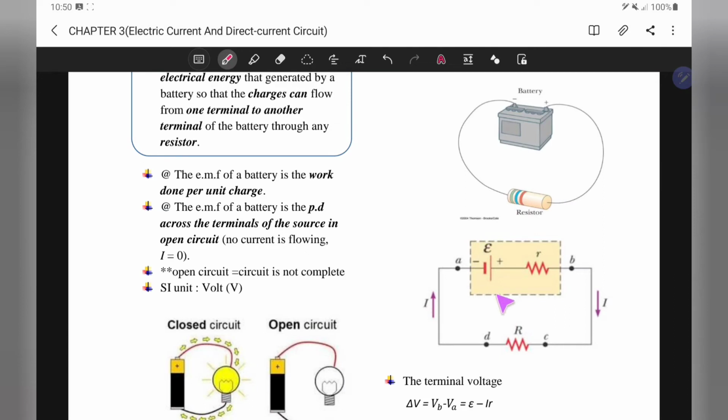Okay, this is the battery. We call it the EMF, isn't it? Because it is the energy supplied by the battery. So this is our EMF, and this is our external resistor. Inside the battery we have the internal resistor, giving you internal resistance. Based on this, what is the difference between the EMF and terminal voltage?